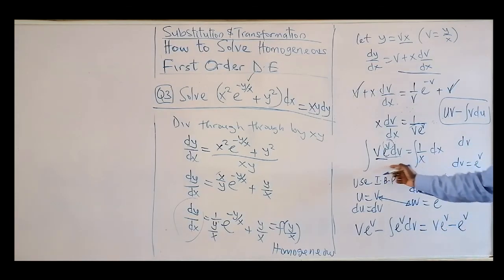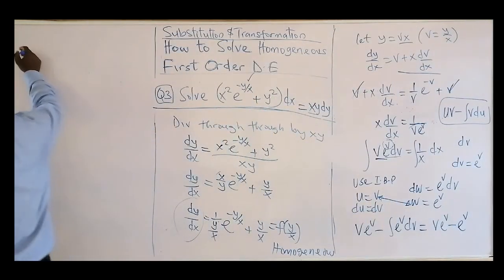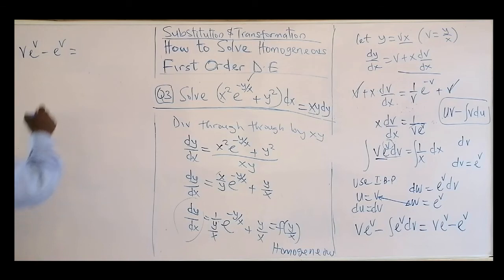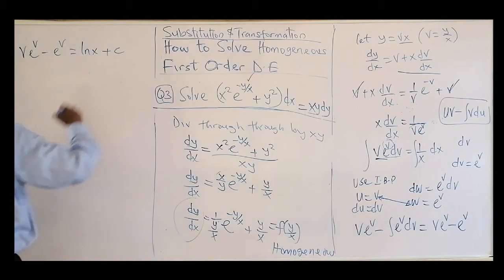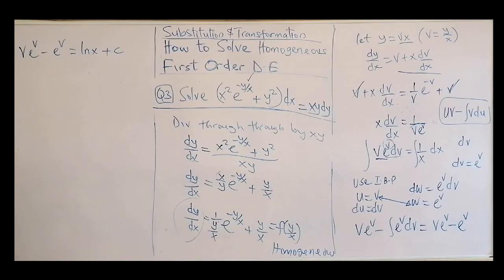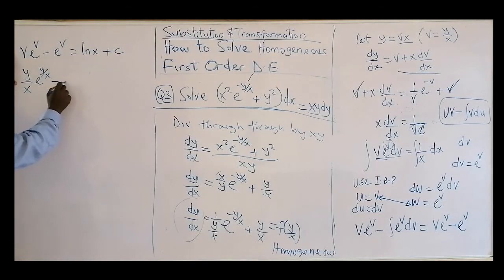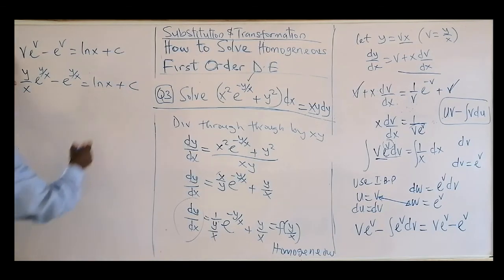So I've gotten the integration by parts, which is what? v e^v minus this equal to ln x plus c. So that's that, but that's not the end of the question. We need to return the variable back. v wasn't originally in the question. v is equal to what? y over x. So e^(y/x) times y over x minus e^(y/x) equal to ln x plus c. Okay, so that's what we can do in this case.